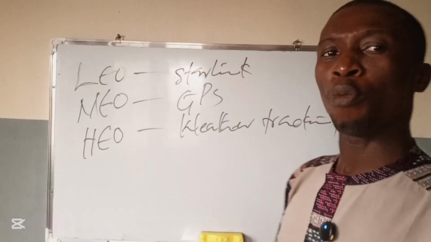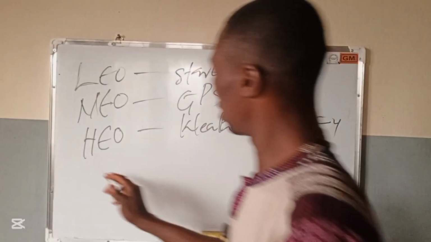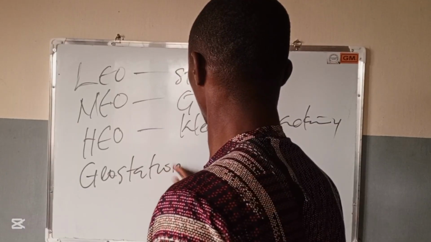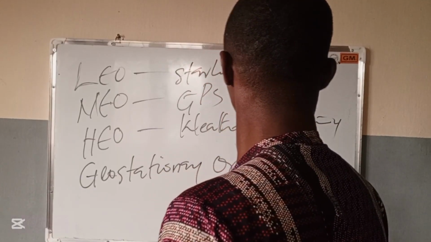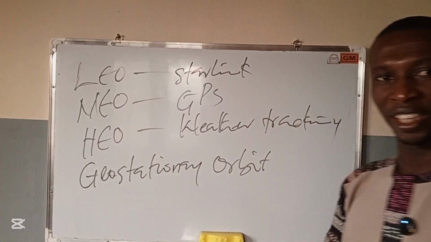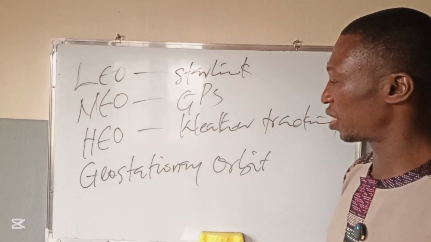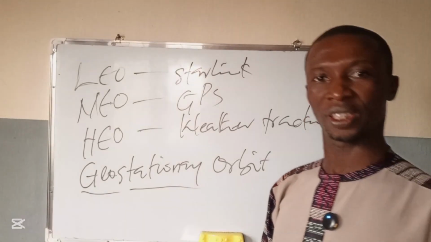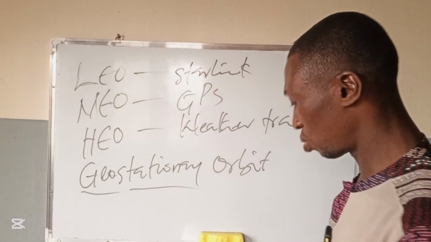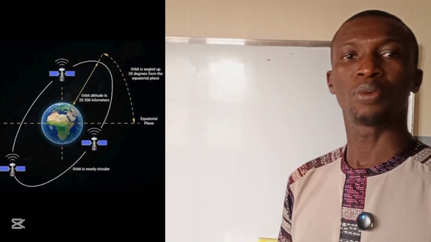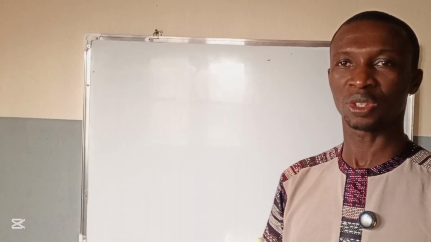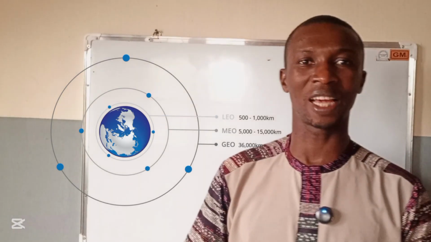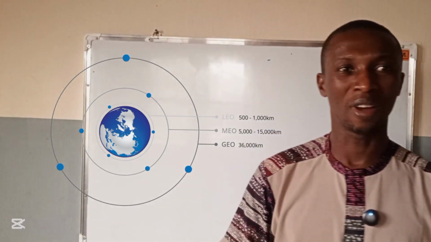Now, our orbit of interest is geostationary orbits. Like you can see, the name is unique, right? Very unique. Geo means Earth, and stationary means something that is fixed, that is not moving. Good.